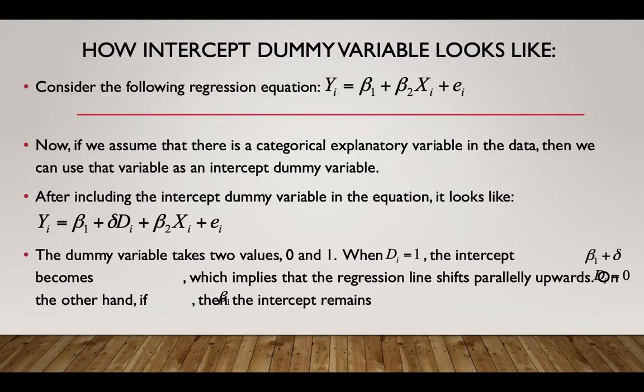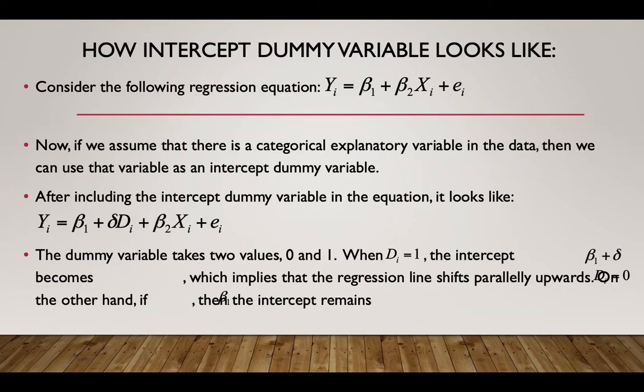Let us first discuss the intercept dummy variable. Suppose the regression equation is yi equal to beta 1 plus beta 2 xi plus ei. Now, if we assume that there is a categorical explanatory variable in the data, categorical means not quantitative, which is qualitative, then we can use that variable as an intercept dummy variable. After incorporating that intercept dummy variable in the equation, it will look like yi equal to beta 1 plus delta di plus beta 2 xi plus ei.